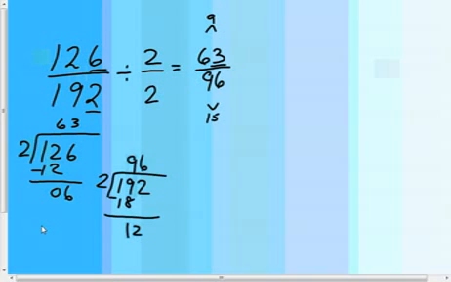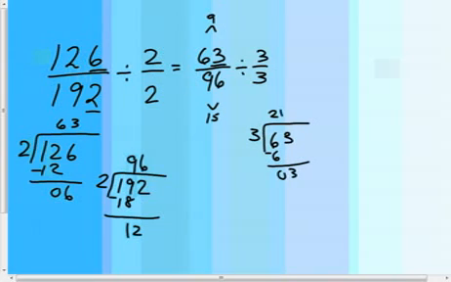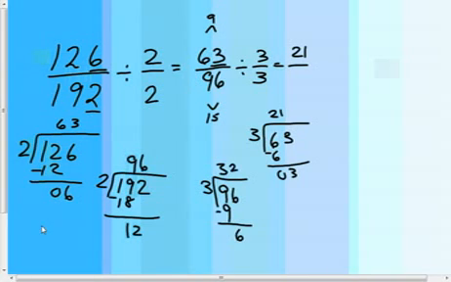Well, 15 and 9 are both divisible by 3. 3 times 3 is 9. 3 times 5 is 15. So I'm going to use 3. I know I can divide both of these numbers by 3. Start with 63. 3 goes into 6 2 times. And 3 goes into 3 1 time. So I have 21 over here. 96 divided by 3. 3 goes into 9 3 times. And 3 goes into 6 2 times.